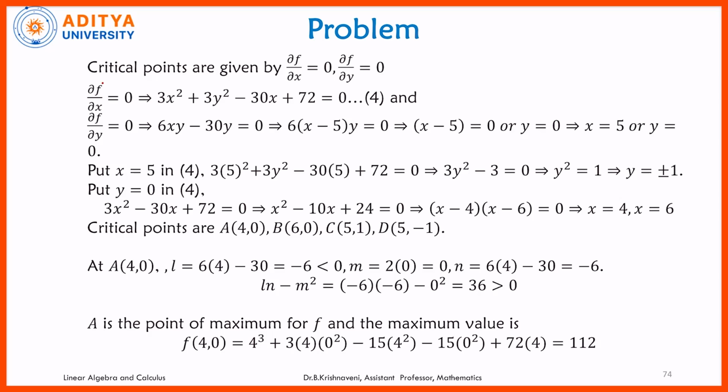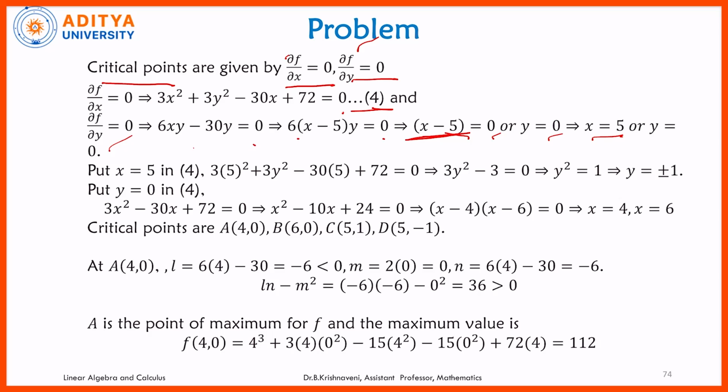Now, to find out the critical points, we need to equate dou f by dou x and dou f by dou y to 0. That is, dou f by dou x is equal to 0, dou f by dou y is equal to 0. If dou f by dou x is equal to 0, you get the equation 3x square plus 3y square minus 30x plus 72 is equal to 0. Let it be equation number 4. And dou f by dou y is equal to 0 implies 6xy minus 30y is equal to 0. From this, you can have 6y into x minus 5 is equal to 0. That means you are getting two cases, either x minus 5 is equal to 0 or y is equal to 0, which means x is equal to 5 or y is equal to 0.